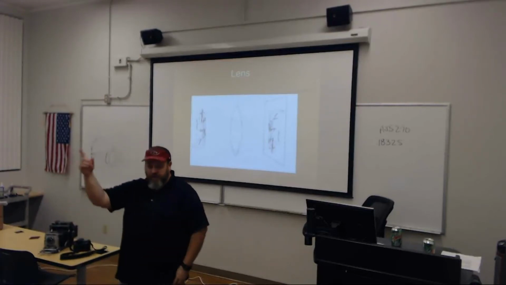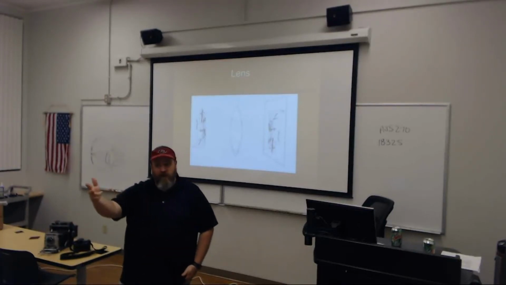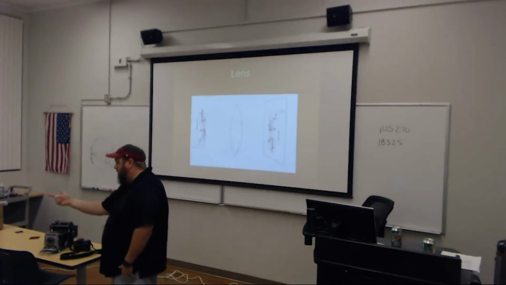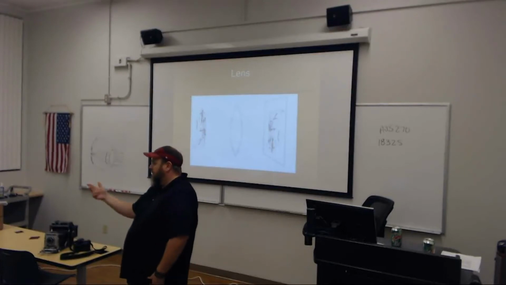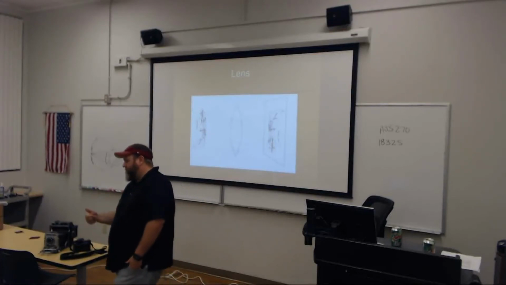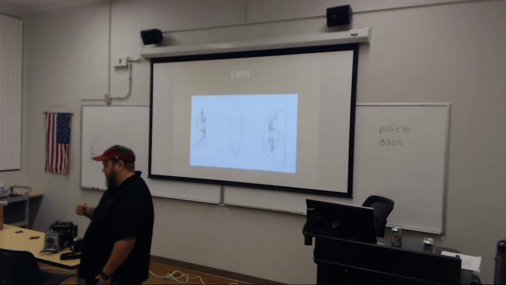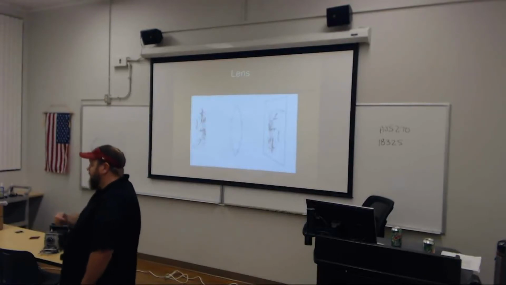But again, first type, short lenses. Second type, long lenses. Again, another name for a short lens, wide angle. Another name for a long lens is telephoto. The next type is what I refer to as a normal lens.